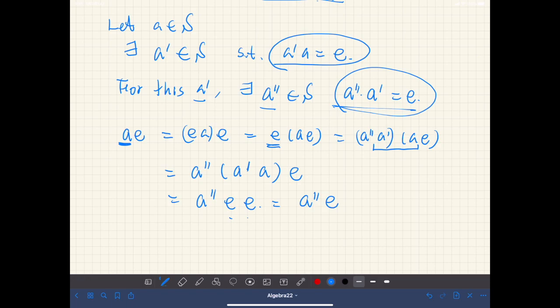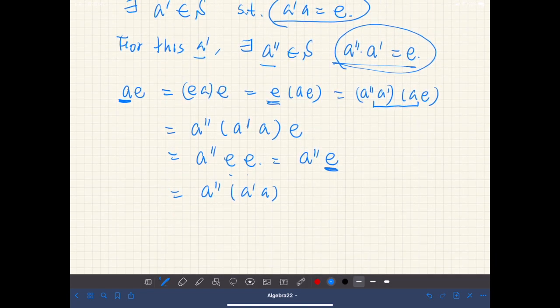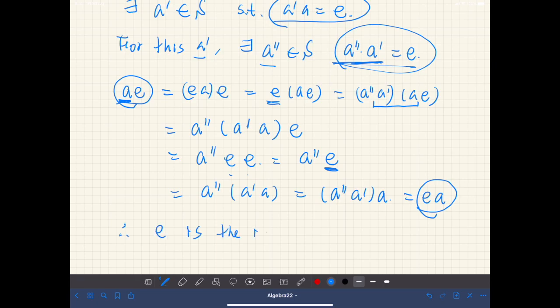Now, let's see, this E, we eliminate this E by using this one again, so that is A double prime A, and using associativity, that is equal to A double prime A prime times A. But A double prime times A prime is E, so that is EA. So we have AE is equal to EA, and that's what we wanted to prove. Therefore E is the identity element of S.